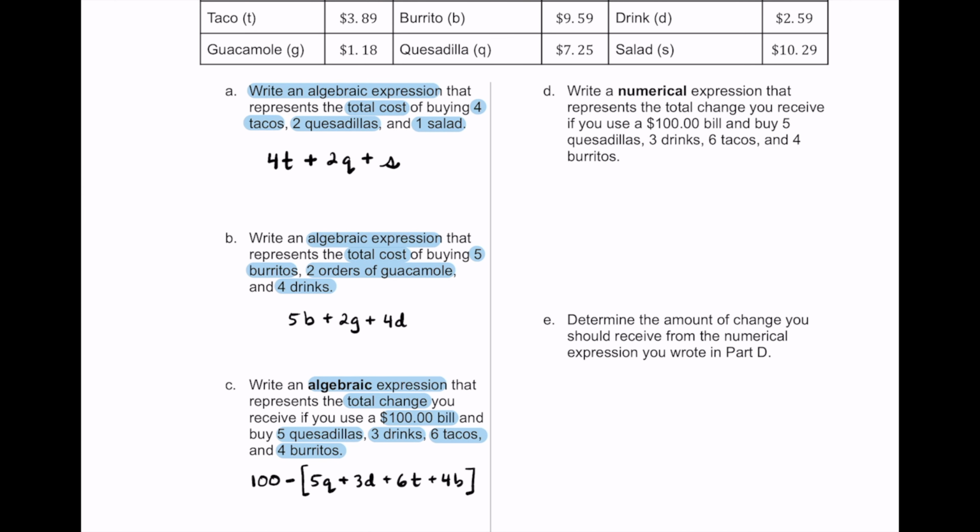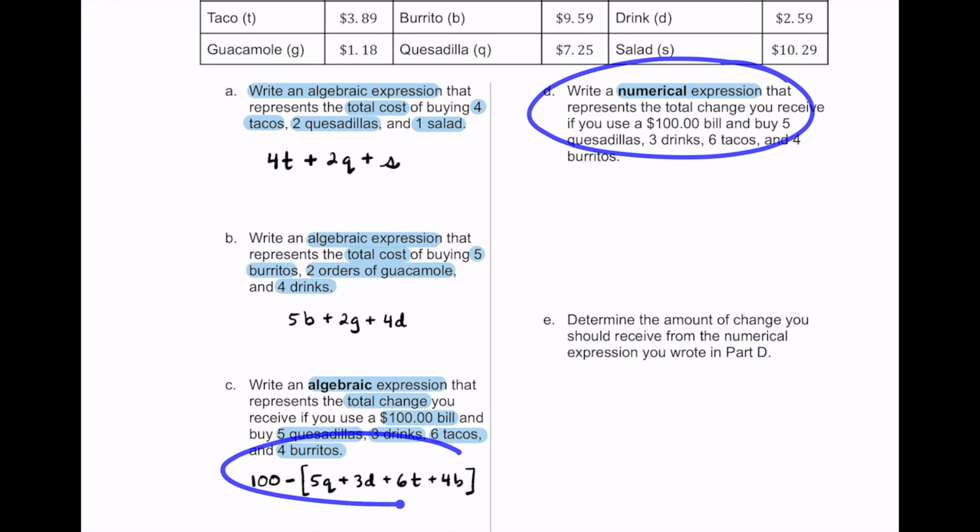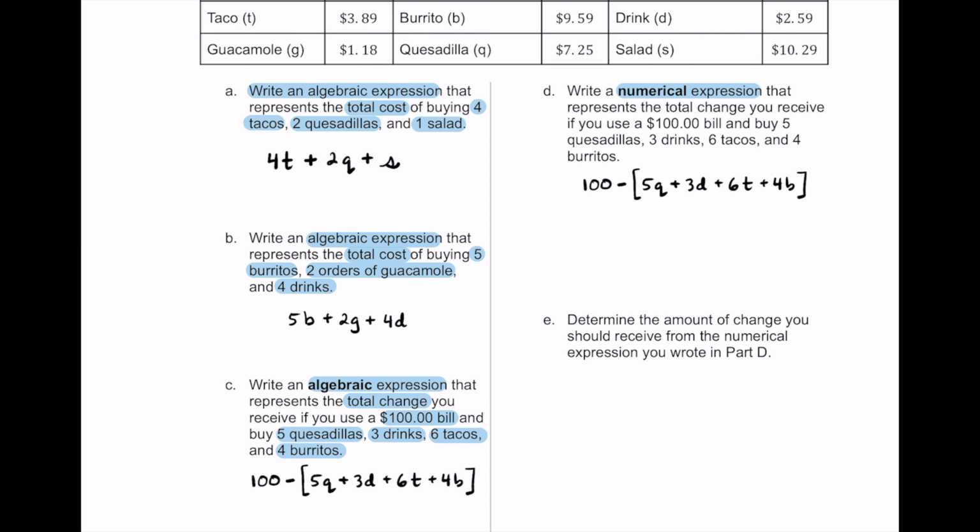Now we're going to go ahead in part D and write a numerical expression that represents the total change you receive. This problem is actually piggybacking off the one over here, so it looks like it's the same exact thing. We're just going to write a numerical expression and substitute the values of the prices here. Again, this was our variable or algebraic expression we had a moment ago, but we're asked to write a numerical expression, not to solve it yet, just a numerical expression.